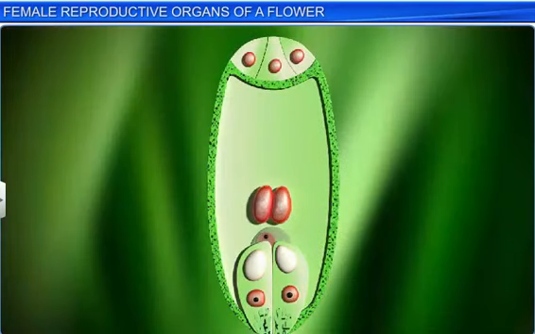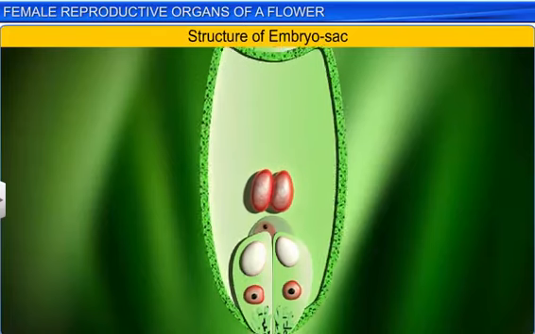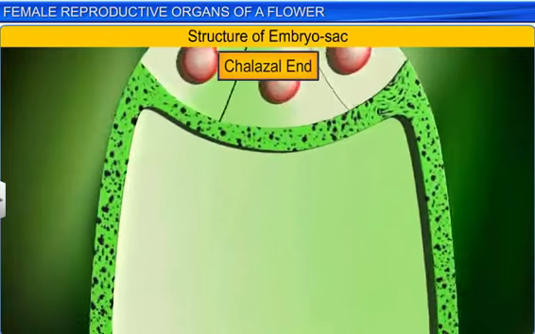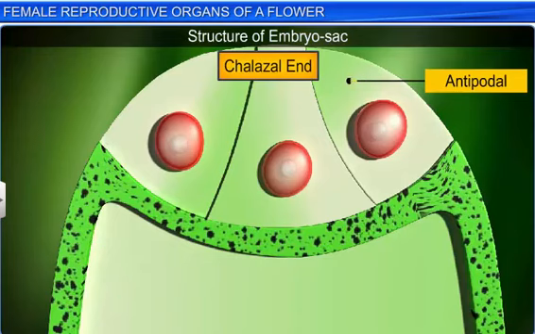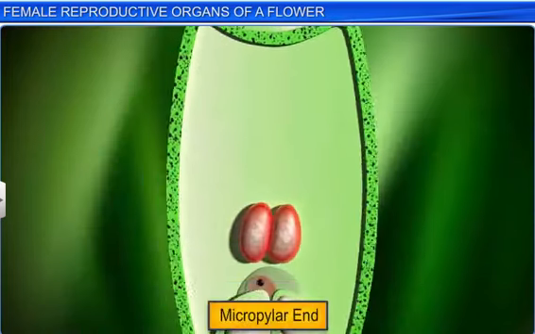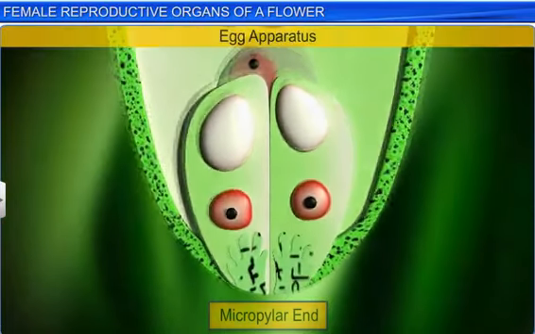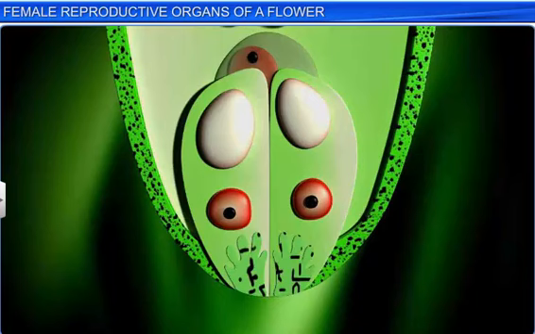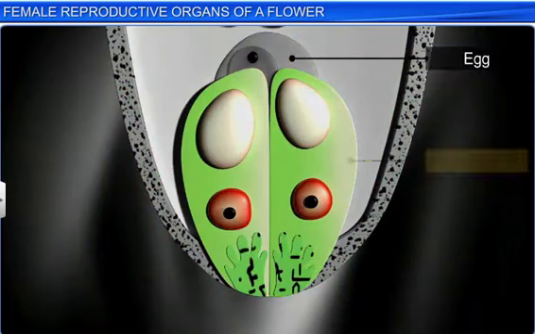Meanwhile, the 6 cells organize to form the typical structure of the embryo sac, which is now ready for fertilization. The 3 cells present at the chalazial end, for instance, group together to form the antipodal cells, which do not have any specific function, whereas the 3 cells at the micropylar end group together to form the egg apparatus. While one of the cells functions as an egg or the female gamete, the other 2 cells are called synergids.